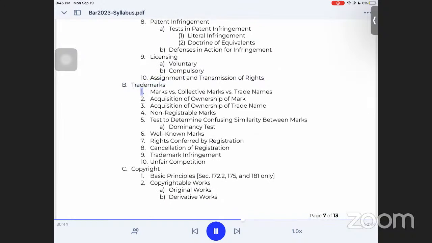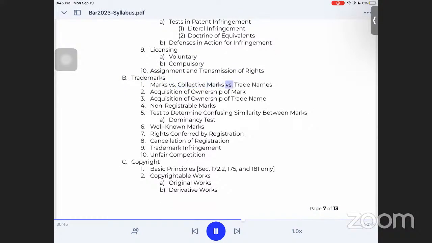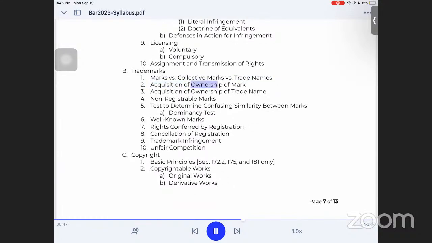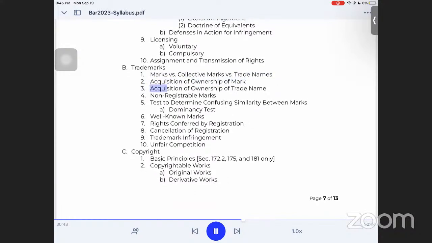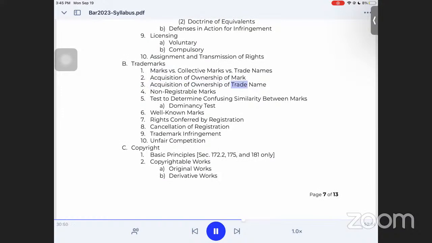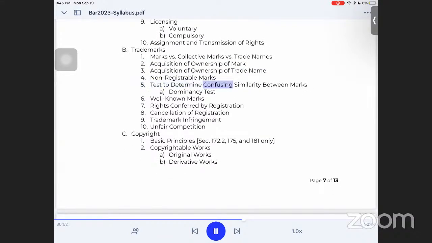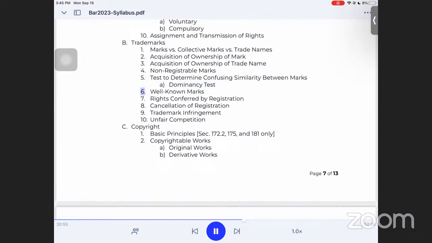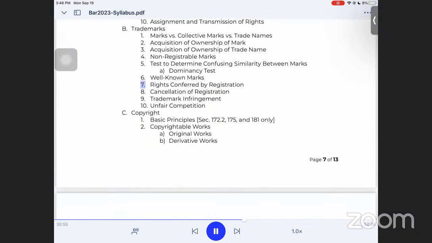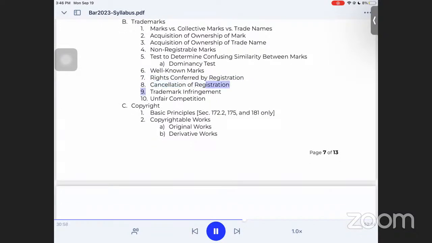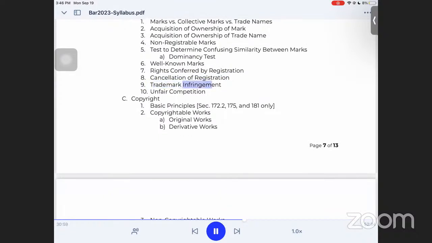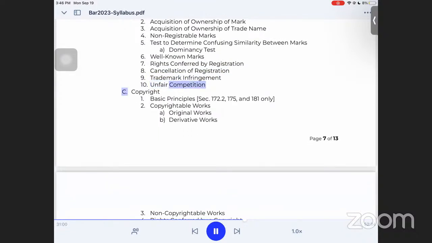B. Trademarks. 1. Marks versus collective marks versus trade names. 2. Acquisition of ownership of mark. 3. Acquisition of ownership of trade name. 4. Non-registrable marks. 5. Tests to determine confusing similarity between marks. A. Dominancy test. 6. Well-known marks. 7. Rights conferred by registration. 8. Cancellation of registration. 9. Trademark infringement. 10. Unfair competition.